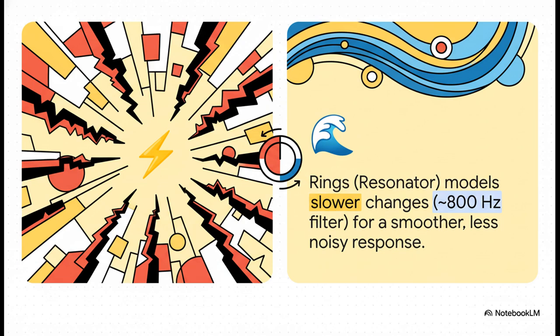But on the other hand, you have rings, a resonator. It's supposed to sound like a physical object, and those things don't just change their properties instantly. So it uses a different capacitor that filters out more of the high-frequency changes. This makes the response smoother and less noisy. It's a conscious trade-off. Do you want more detail or a smoother response?